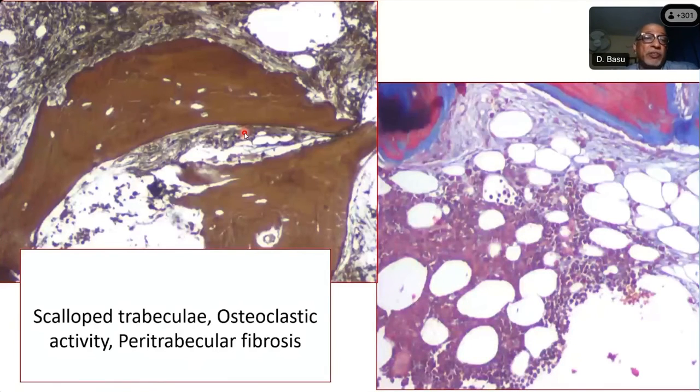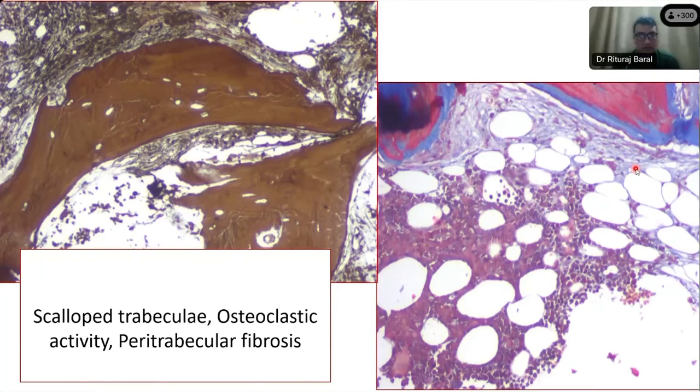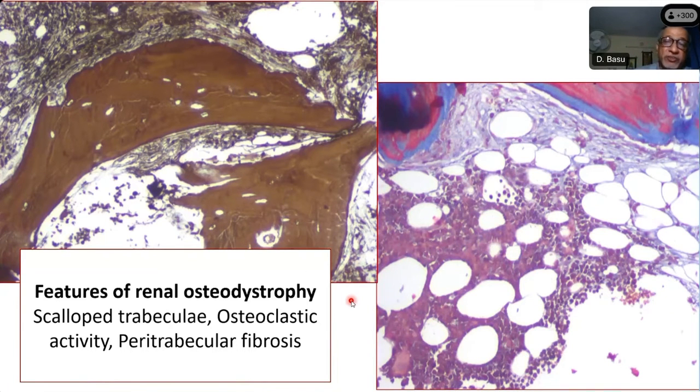And if you use the reticulin stain, and what is this stain, Ritu? Masson trichrome, sir. Yeah, very good. That's the Masson trichrome to highlight the collagen. You can identify the paratrabecular collagenization, increase in reticulin. So all these features are a part of what is called renal osteodystrophy.